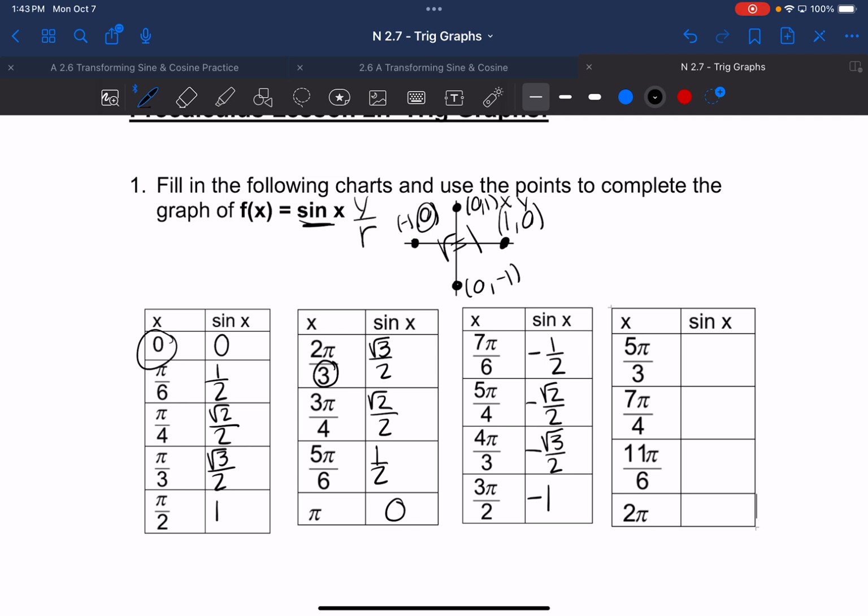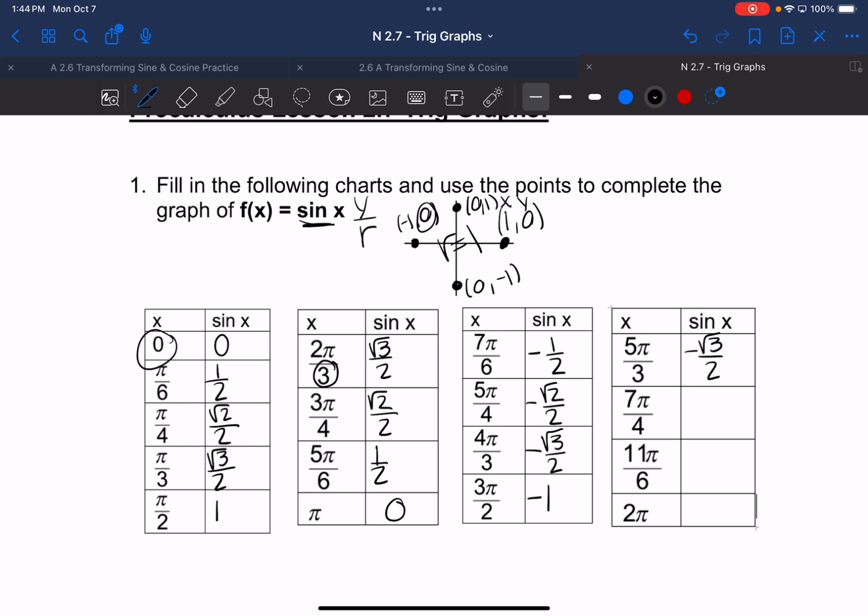It is. And then for that last chart, we got 5 pi thirds, 7 pi fourths, and 11 pi sixths. All of those are in which quadrant? 4. And in quadrant 4, sign is... All right, so these are also going to need to be negative. So 5 pi thirds, that's equivalent to 60 degrees. So what's that? Root 3 over 2. Right. So negative root 3 over 2.